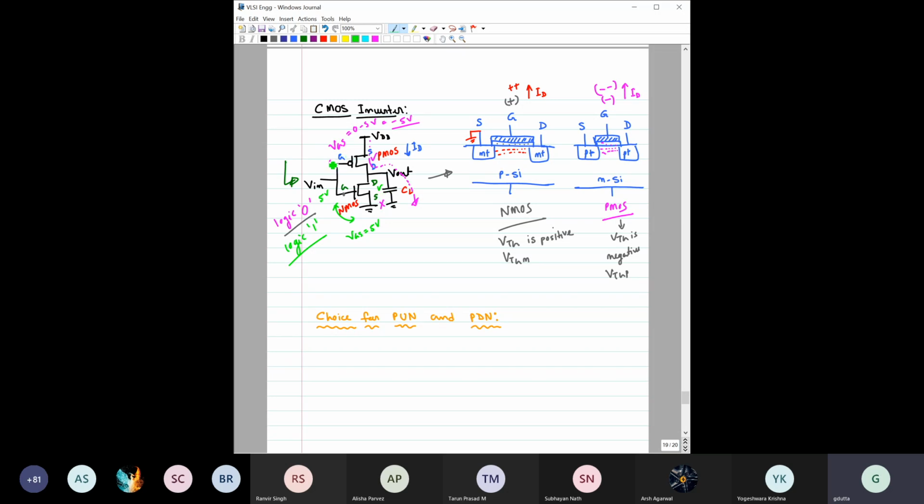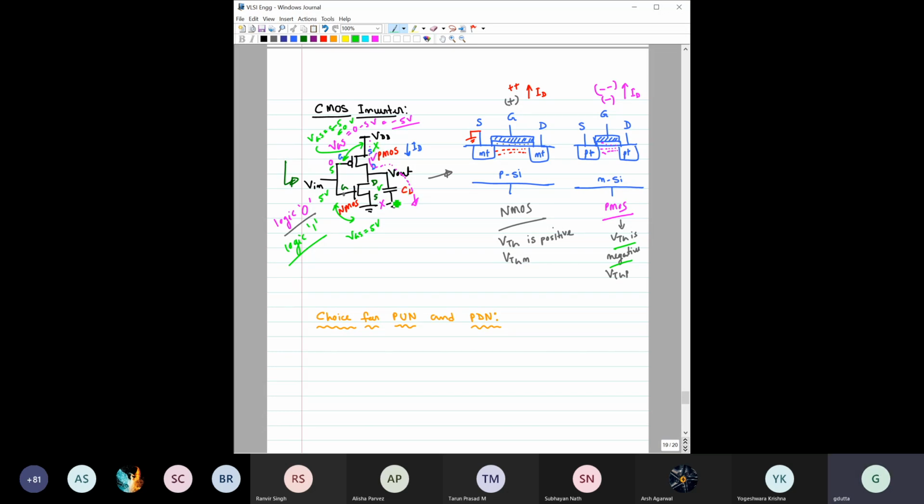But what about here? Now you have applied 5 volt, so this is 5 volt and this is also 5 volt. That makes VGS equal to 5 minus 5, equal to 0 volt. But you see, for PMOS the threshold voltage is negative, and here VGS is equal to 0 volt. So this PMOS transistor would not be on. So PMOS is now off.